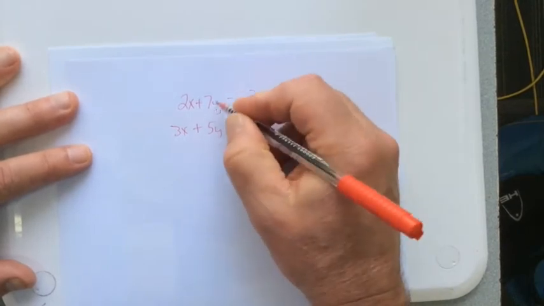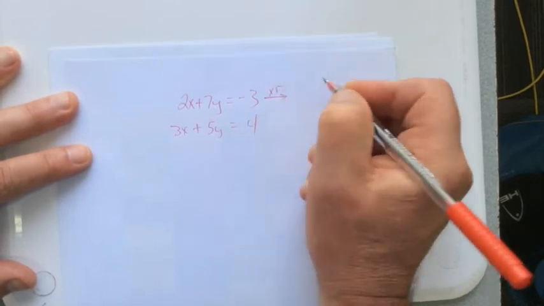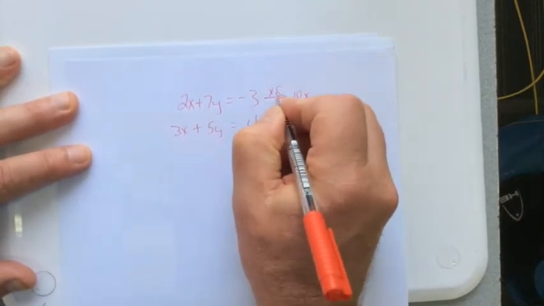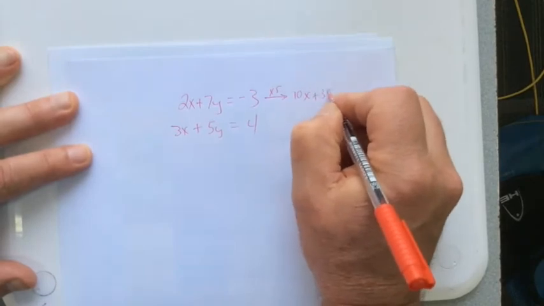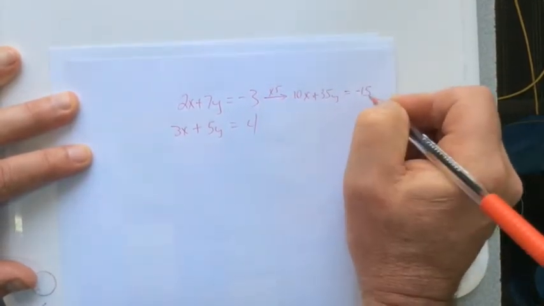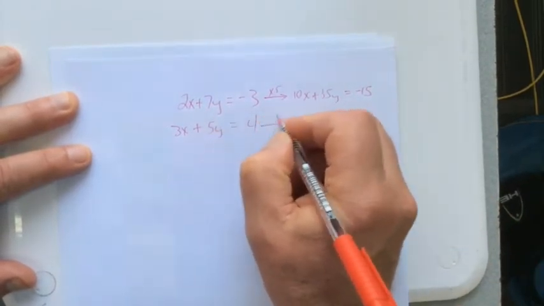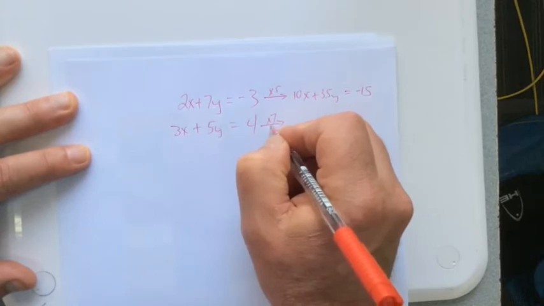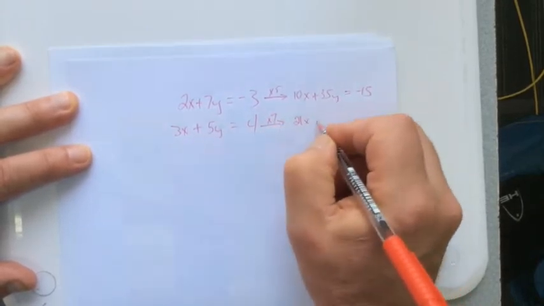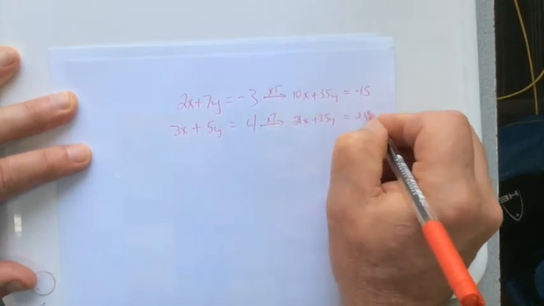I'm going to try to eliminate the y's, so I'm going to make those up to 35. So I'll multiply this one times 5. 5 times 2, that's 10x. 5 times 7, that's 35y. And 5 times negative 3 is negative 15. And then to make that happen, I need to make this one a 35, so I'll multiply these by 7. So 3 times 7 makes that 21x. 5 times 7 makes that 35y. And 7 times 4 is 28.